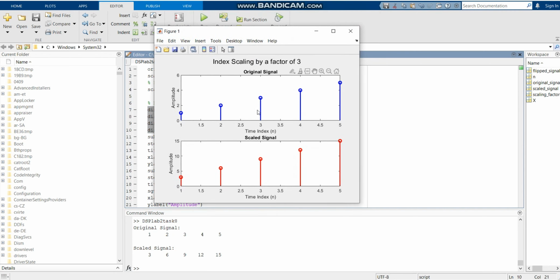The first subplot displays the original signal using a blue stem plot, and the second subplot displays the scaled signal using a red stem plot. Here we can see that the maximum amplitude at index 5 is 5, whereas the maximum amplitude of the scaled signal has reached the value 15. By multiplying each element of the original signal by a scaling factor of 3, we have obtained the scaled signal.